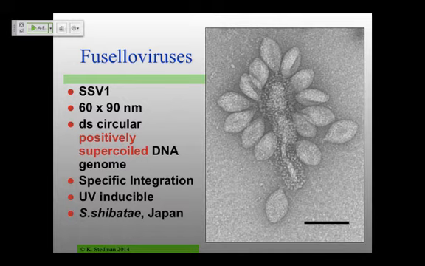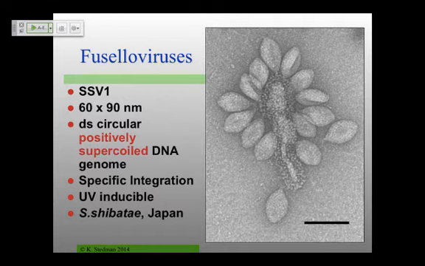What did you say was similar with parvovirus? Specific integration. So when it integrates into the genome, it integrates at a very specific place. And we'll talk about that in just a second. And this particular SSV, SSV1, was isolated from Sulfolobus shibatae from an onsen in Japan, in Kyushu, in the southernmost part. And I'll talk a bit more about why that's important a little bit later on.